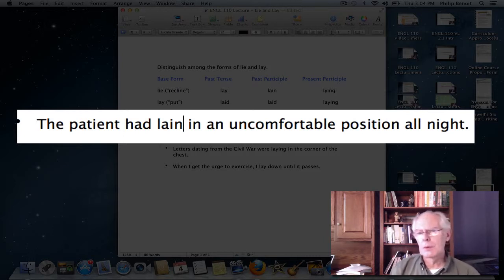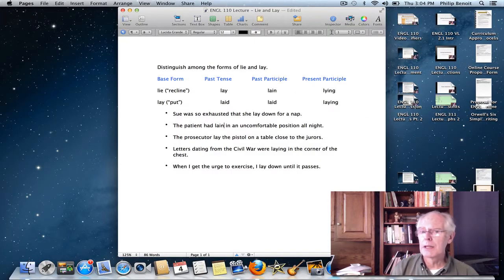But if you're uncomfortable with that, if you want to change it, if you want to make it sound more like you traditionally would hear it or read it, you could change the whole sentence, recast the sentence to say the patient had been lying, and that might sound a little bit more. The patient had been lying in an uncomfortable position all night might work better than had lain. Nevertheless, either one of those two forms is correct.